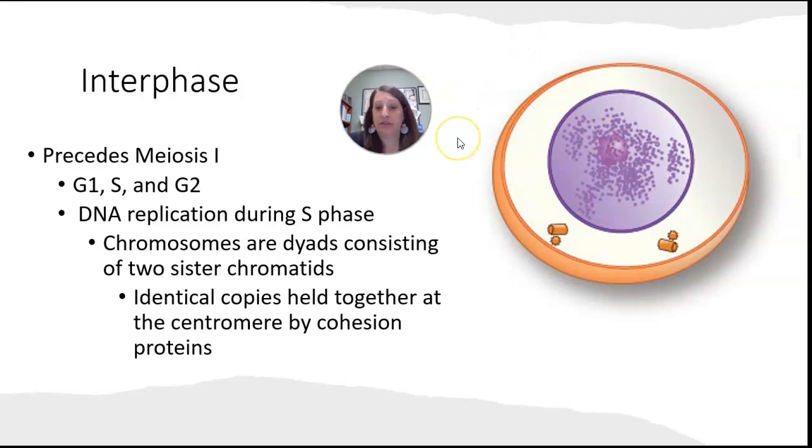Okay, so interphase. Here's a picture of a cell in interphase. Again, it precedes meiosis 1. We've got G1, S, and G2. And again, the most important part here is the S phase. And in S phase, the DNA replicates. So we go from monads to dyads. Something else that happens is the centrosome, shown here, also replicates, just like it did in mitosis. So that's pretty much the same.